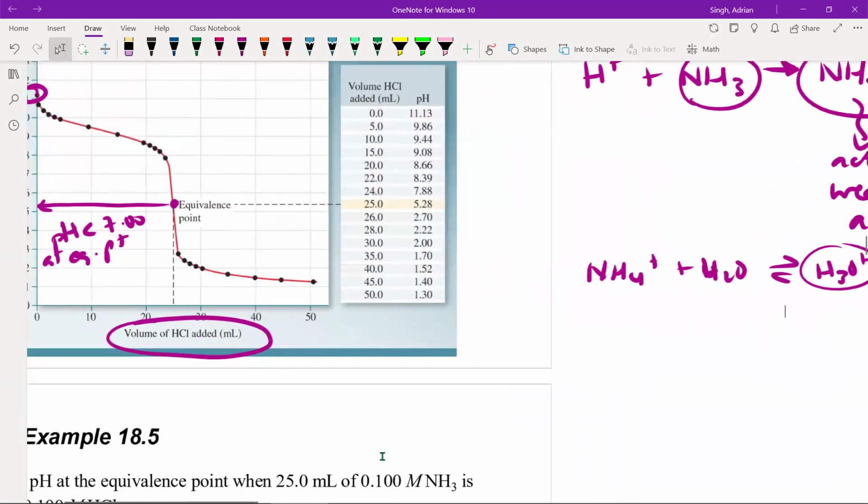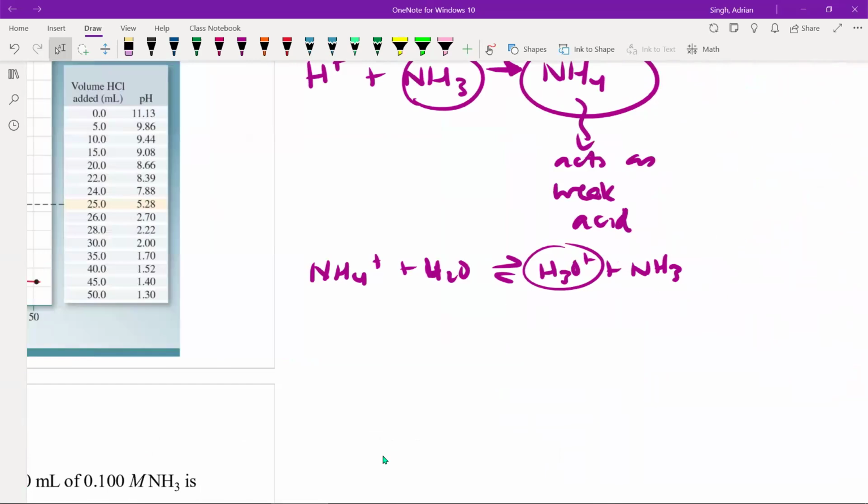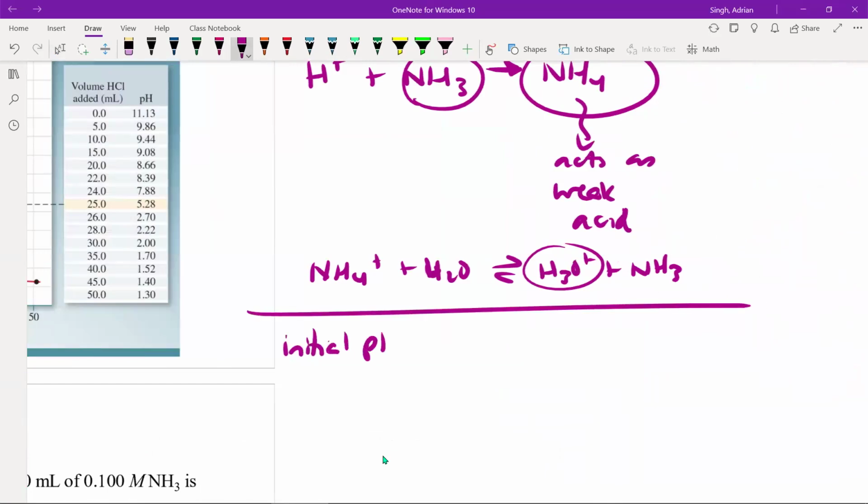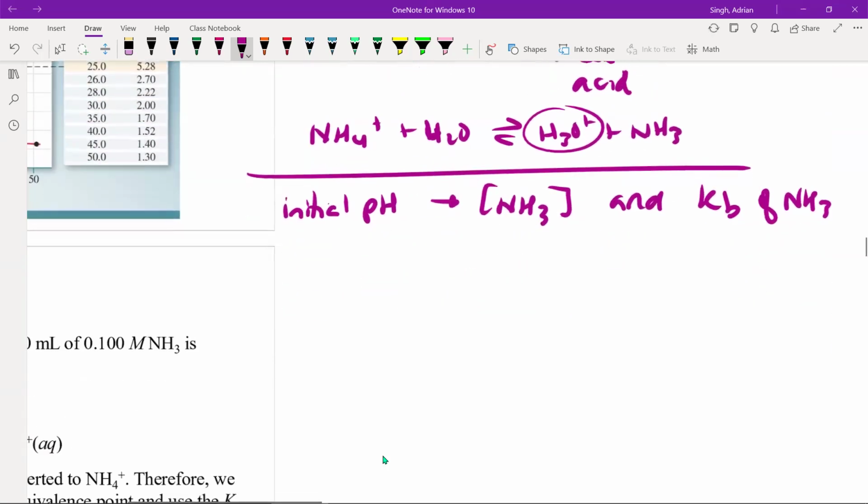Here, the initial pH of our system is going to be determined by the concentration of ammonia as well as the Kb of ammonia, whereas in the case of the weak acid strong base, we looked at the concentration of the weak acid and the Ka of the weak acid. So let's take a look at an example.